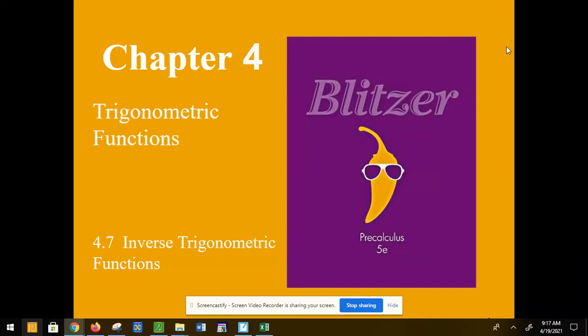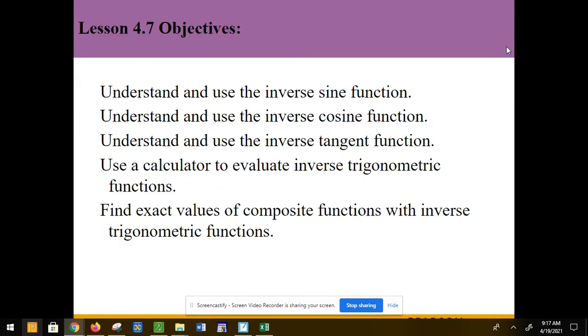Welcome to lesson 4.7. Now we're going to look at inverse trigonometric functions. We've in the past looked at inverse functions, other algebraic functions, specifically with log and exponential functions and stuff like that. But now we're going to apply that logic of inverse to trigonometric functions.